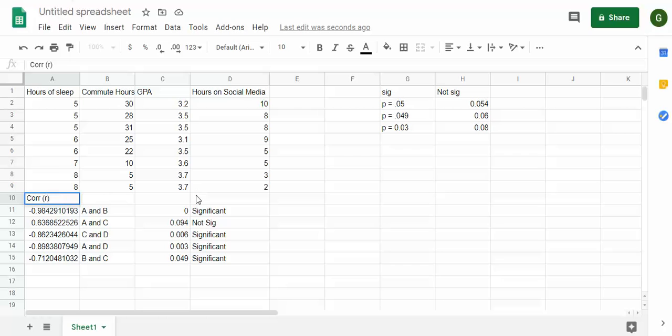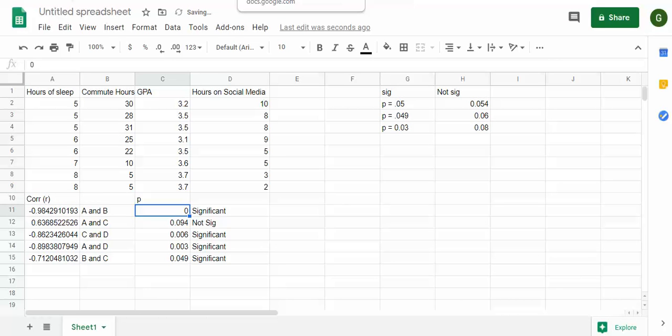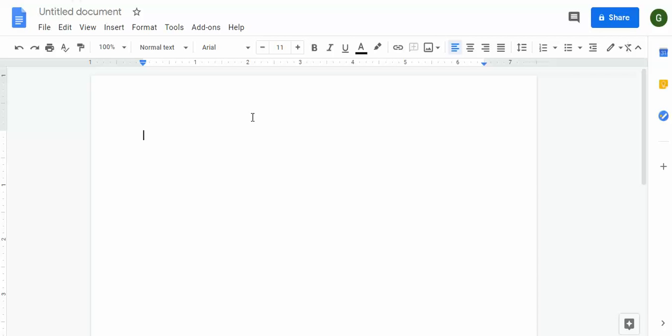So let me just label this right here. So this will be the results section that comes right after the method section. You'll have the word results right here as the heading. So first, you need an opening paragraph, or no, an opening sentence that describes what correlations you calculated.